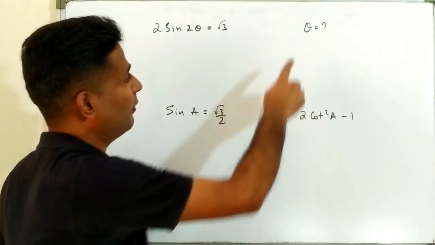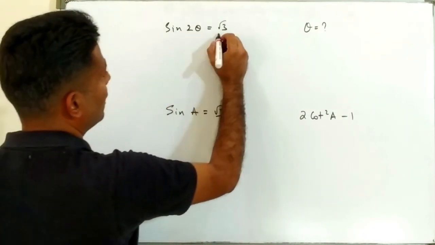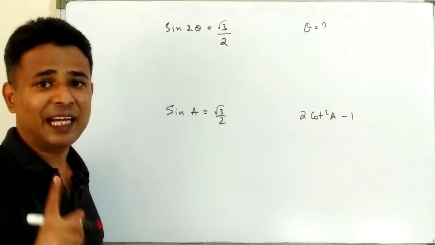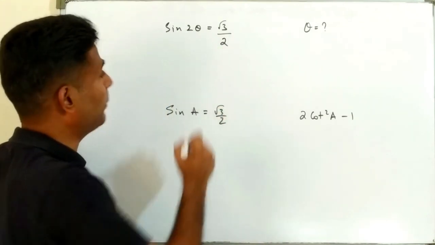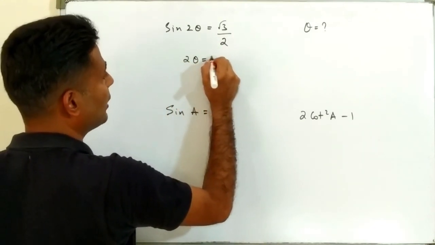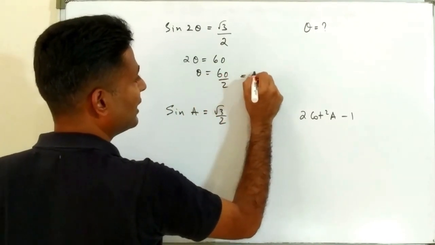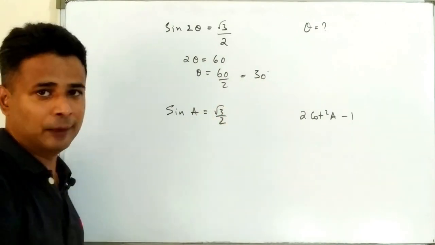to root 3. Find the value of theta. Now first thing I'll do is transpose this 2 to the other side. So I'll get sine 2 theta is equal to root 3 by 2. But sine of what is root 3 by 2? Sine of 60 degrees is root 3 by 2, which means 2 theta equals 60 degrees, which means theta equals 60 by 2, that is equal to 30 degrees. So the answer is 30 degrees.